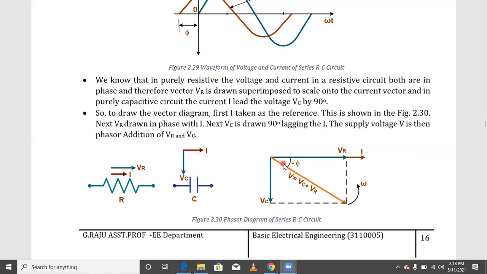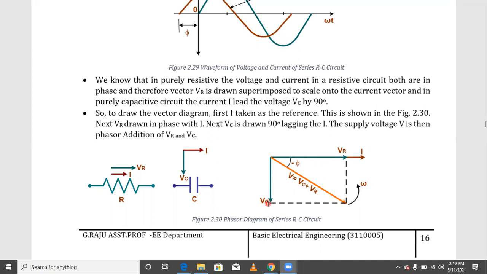So here this current is called the reference. The voltage across the resistor and the current are both in phase, that's why this is called voltage VR. And the current flowing through the capacitor is leading, otherwise the voltage across the capacitor is lagging. So this is called the current phasor and this the voltage phasor. The angle between voltage and current is 90 degrees. The voltage across the capacitor lags the current by 90 degrees.